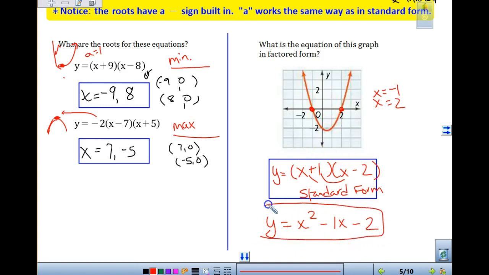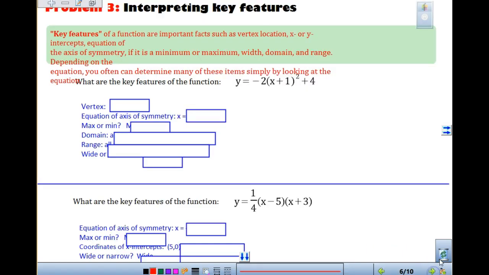this would be my answer in standard form. When you look at the answers in the back for the factored form, does it matter which parenthesis comes first? Does it matter if you have x minus 2 first or x plus 1? It does not matter at all. So just make sure that what's inside your parentheses is exactly the same.